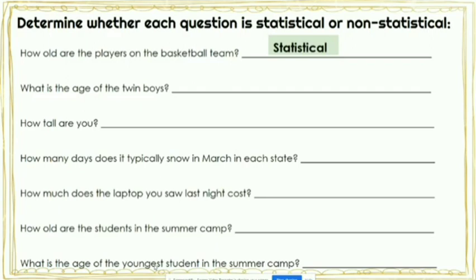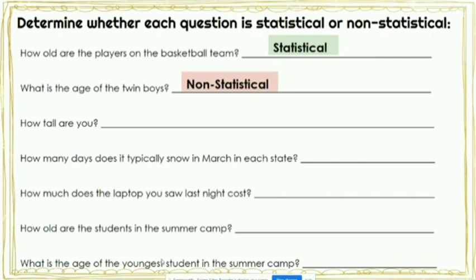Next is, what is the age of the twin boys? If I know that they are twins, then that means that their age should be the same. Because of that, I am only expecting one specific answer for this question. That means that I cannot collect a variety of results from this, so this would be a non-statistical question. And I should not use a question like this to collect data.